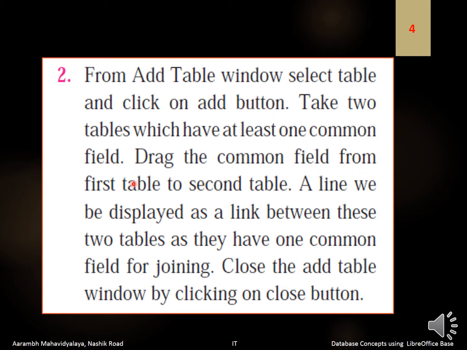Drag the common field from the first table to the second table, to the third table, to the fourth table, like that. A line will be displayed as a link between these two tables as they have one common field for joining. That means when we connect two tables by using the common field, that is the primary key, a line will be created, which is nothing but the link between the two columns. Close the add tables window by using the close button.